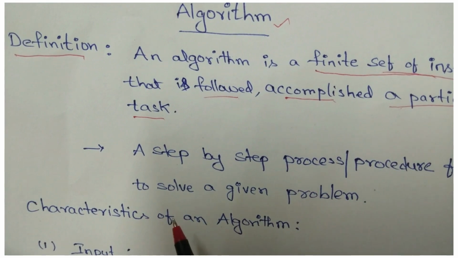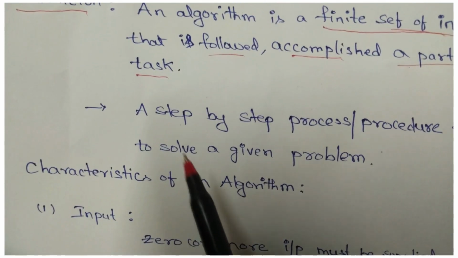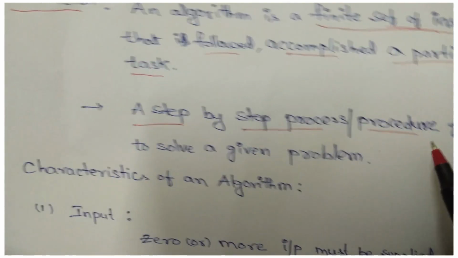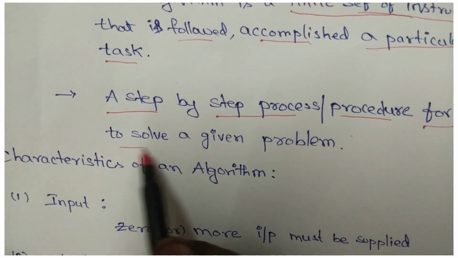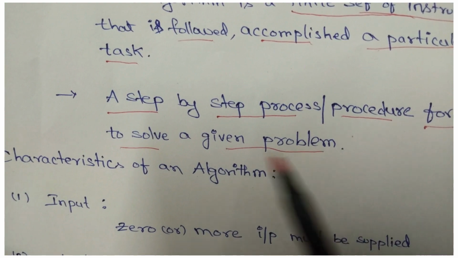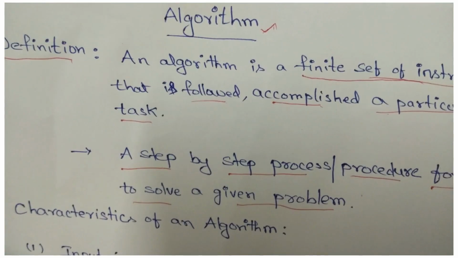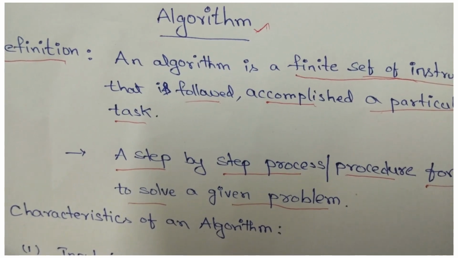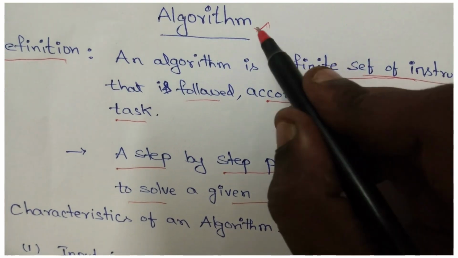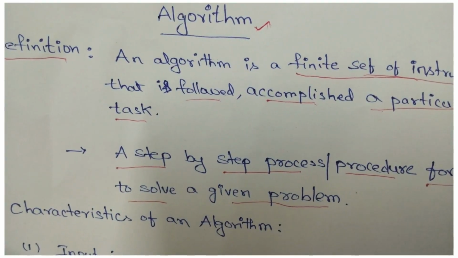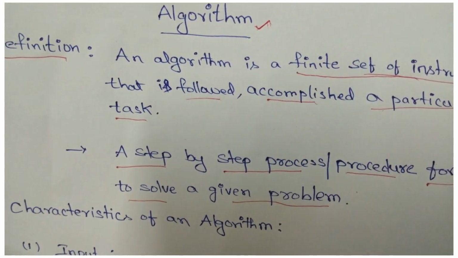We can simply say that an algorithm is a step-by-step process or procedure to solve a given problem. Whenever we solve any problem, a step-by-step procedure or process is called an algorithm. If you want to solve anything step by step, that means one by one, we have to solve the given problem; that is called an algorithm.